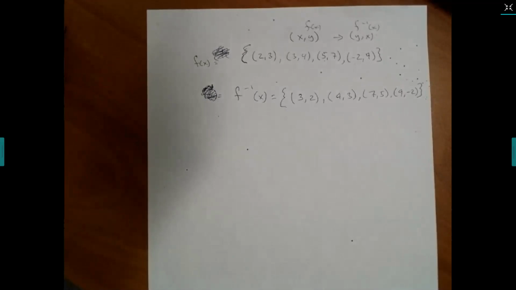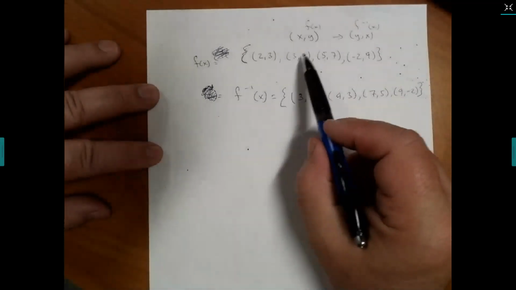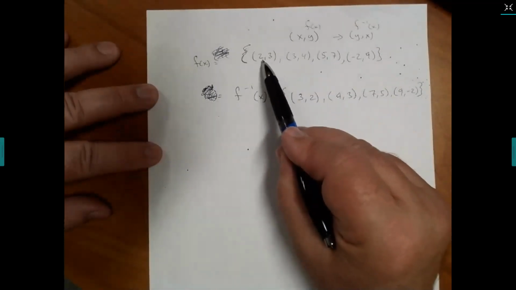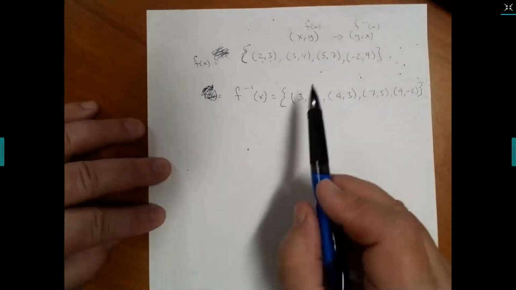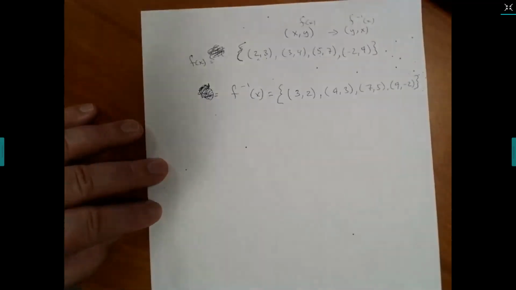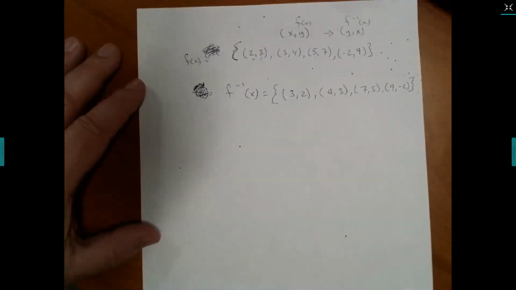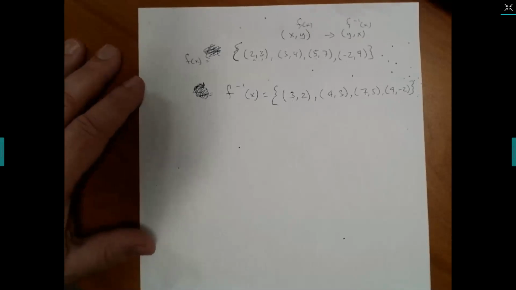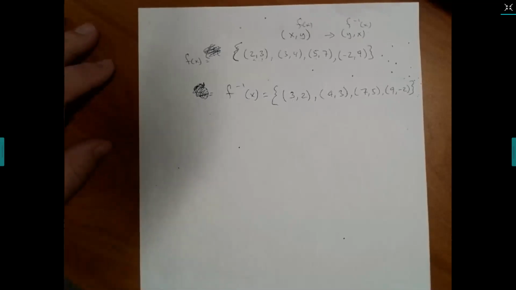Make sense? So again, the first step of finding the inverse is switch x and y. These are points. That's x, that's y. Switch them. Why do we get that? What don't you get? Why do we do that?